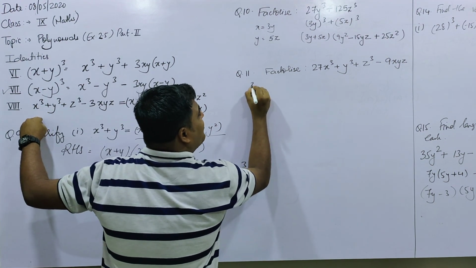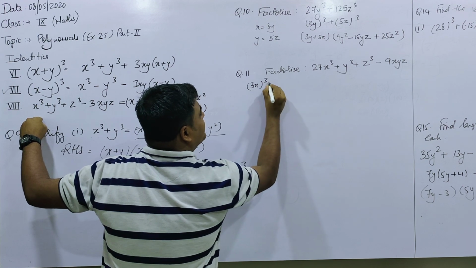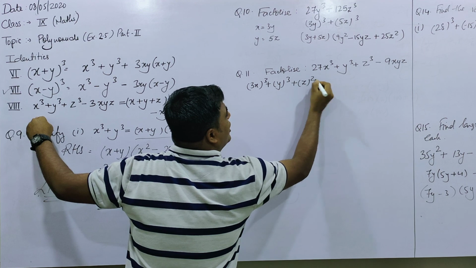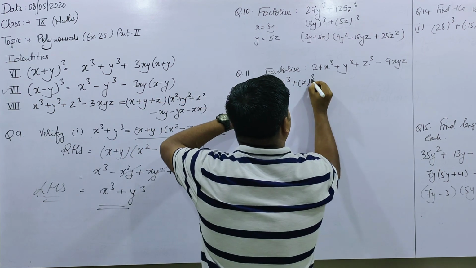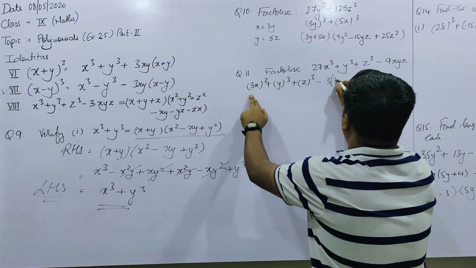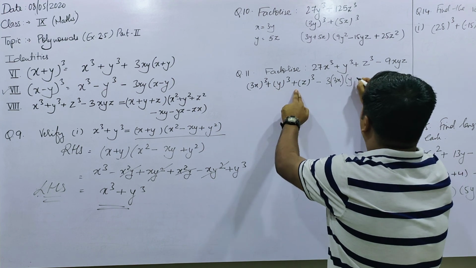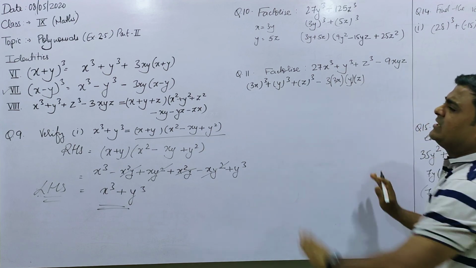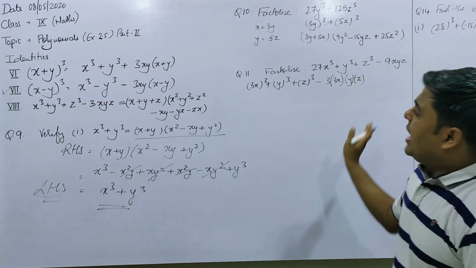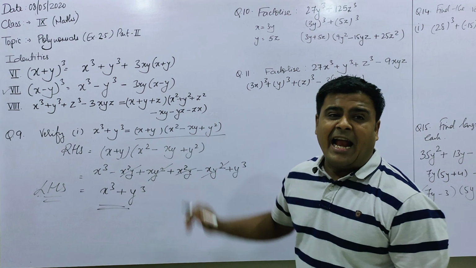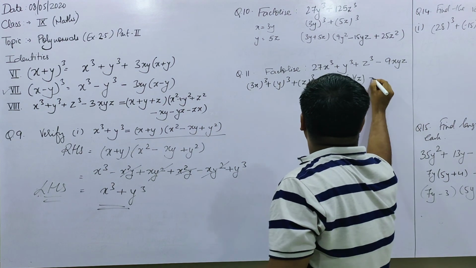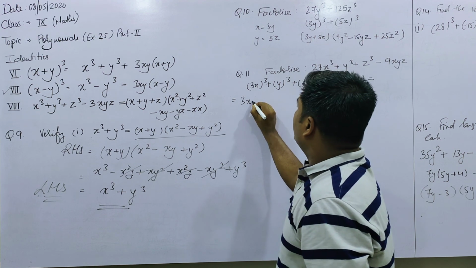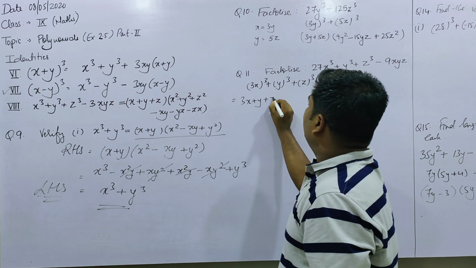X is (3x) whole cube plus (y) whole cube plus (z) whole cube minus 3 times... This is the value of 3x. This is the value of y. This is the value of z. So this is the left hand side of the identity. Now I am putting these values into the right hand side of the identity, which is equal to (x plus y plus z). That is, x is 3x, y is simply y, and z is simply z.